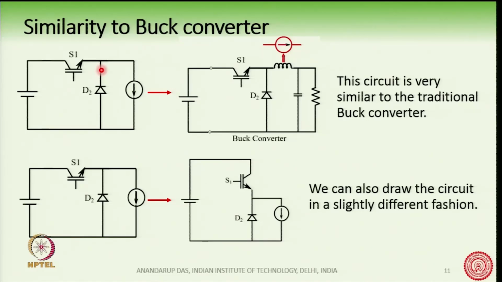So, I can also redraw this circuit, the same circuit, but drawn slightly differently, as I am showing it here. I have placed the switch in a vertical position and the diode here at the bottom and the current source like this. This circuit is exactly similar to the left hand circuit. So, both these circuits are the same. I have just redrawn it. I will come back to this circuit a little bit later.